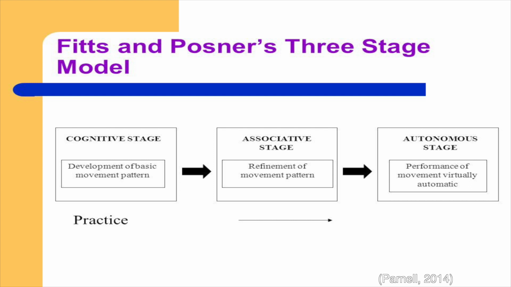Fitts posits three stages of motor learning, stating that all learners begin in a cognitive stage of learning. If progression occurs as expected, the learner will be able to reach the associative stage of learning. However, the autonomous stage wouldn't be reached, as enough practice wouldn't have occurred.